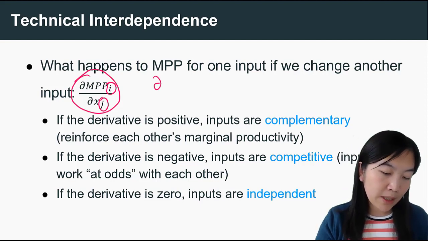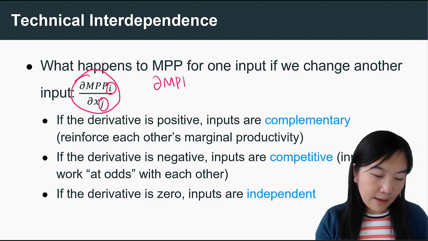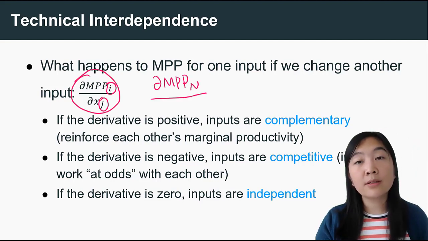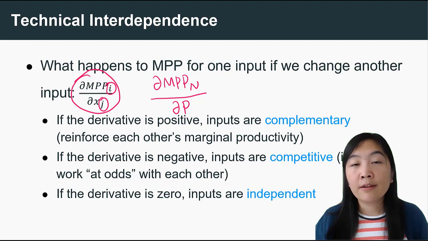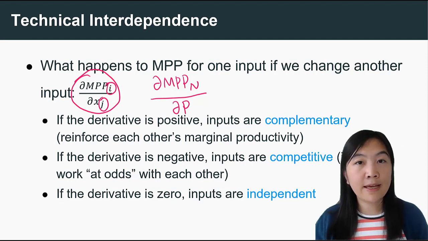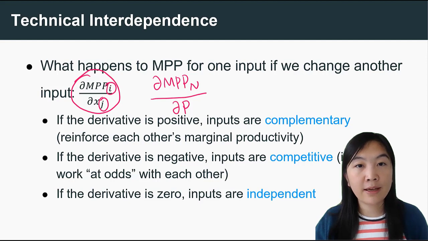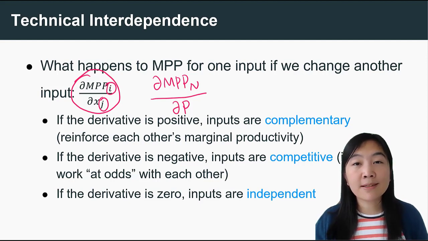To make it more concrete, it can be the partial derivative of MPP nitrogen with respect to P. If that derivative is positive, then we say they are complementary inputs. That means the use of P will enhance or reinforce the marginal productivity of nitrogen. If the derivative is negative, then the inputs are competitive. And if that derivative is 0, then the inputs are independent.